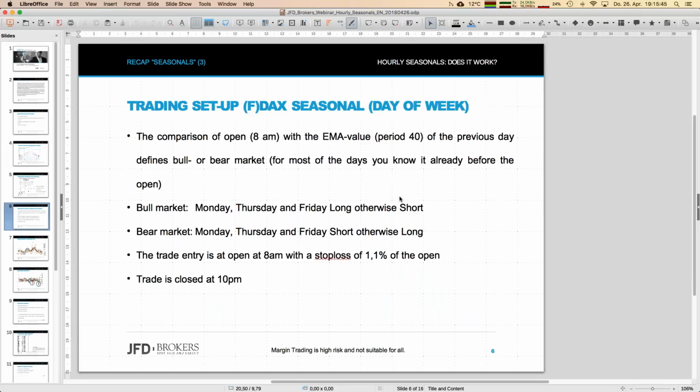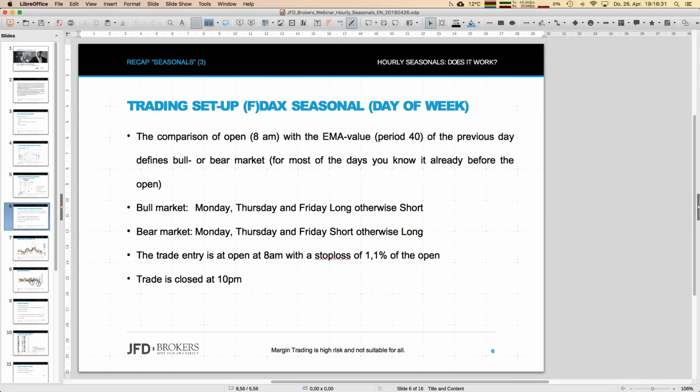But back to the trading setup we have already introduced. Finally, how did it work? Because we use later the same kind of concept, therefore I repeat that here as well. We use an EMA as a pre-filter. And we ask ourselves, for the DAX day of the week seasonal, is the open of the current day, the day of interest, above or below a certain EMA? And in this case, it has been a period of 40. And if the answer is we are above that EMA, we simply call that market situation a bull market. That's maybe a weak definition of bull or bear market, but it works.